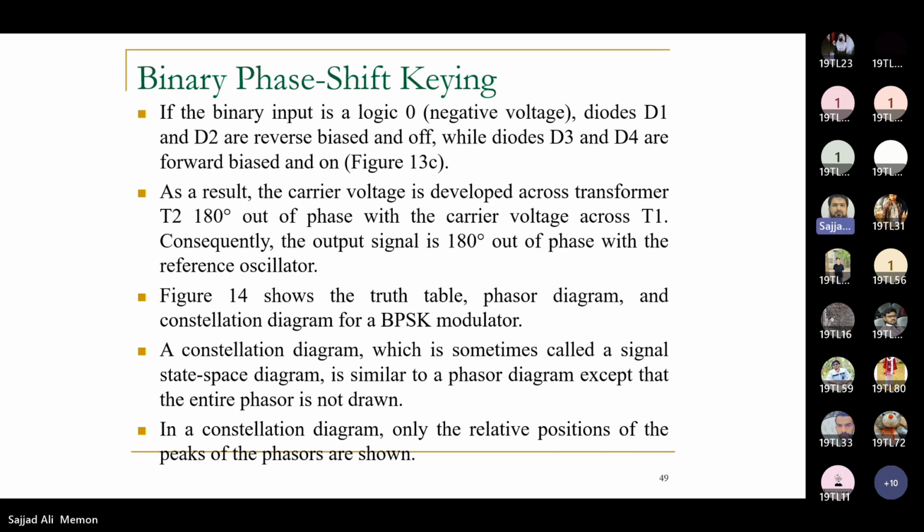Figure 14 shows the truth table, phasor diagram, and constellation diagram for a BPSK modulator. A constellation diagram is sometimes called a signal state space diagram. It's similar to a phasor diagram, except that the entire phasor is not shown.